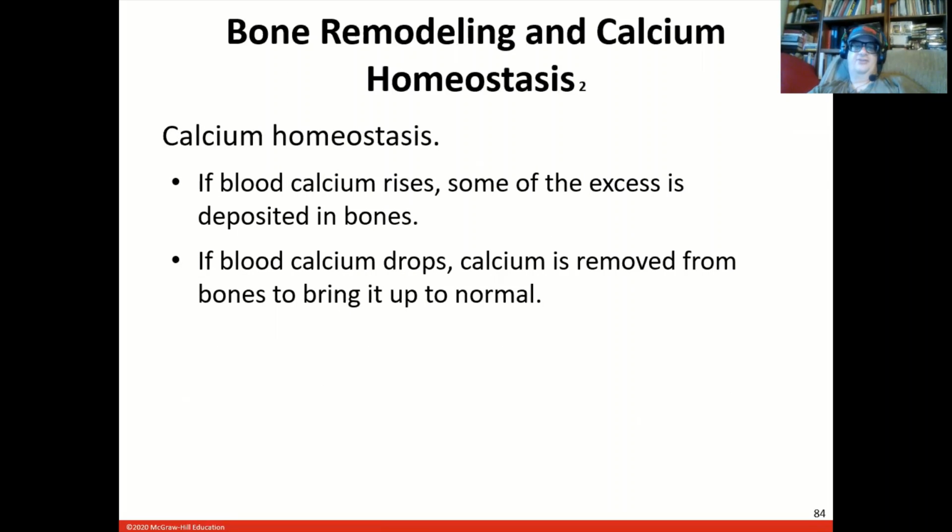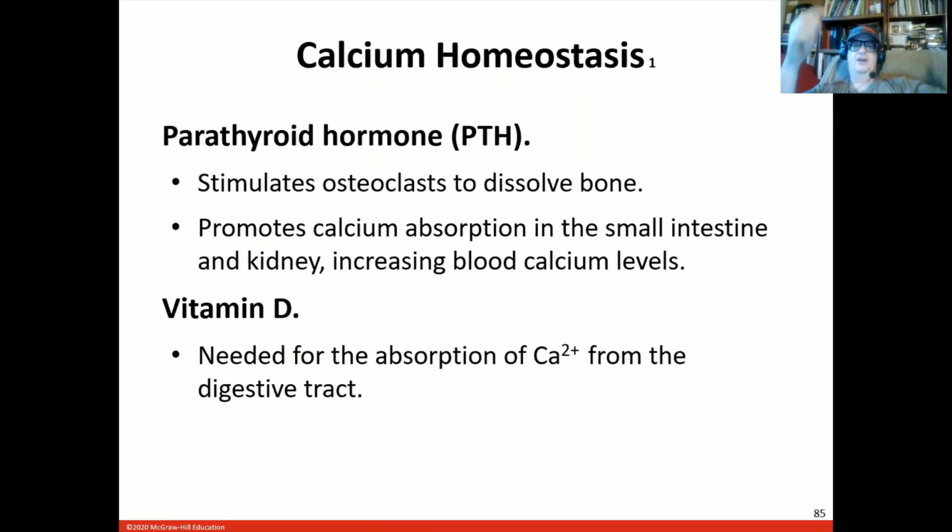Calcium homeostasis. If your blood calcium level goes up, some of the excess calcium gets stored in your bones. If the blood calcium goes down, calcium will be removed from the bones to bring it up to normal. Parathyroid hormone does this. If you have too much parathyroid hormone, you are going to leach calcium out of your bones, put it in the blood more than you should, and it can cause things like early osteoporosis. But we can talk about that later. Oh, and there it is on the next slide.